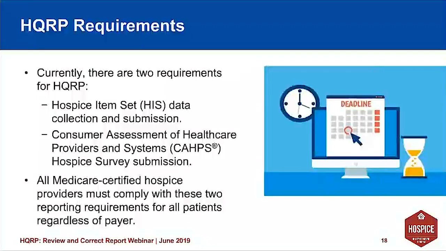The HIS gathers patient and agency-level information on each hospice admission and discharge, while the Hospice CAHPS gathers important input in regard to the patient and family experience in hospice. CMS implemented the Hospice Item Set as part of the HQRP in fiscal year 2014, and hospices began collecting data using the HIS on July 1st of 2014. The national implementation of the CAHPS Hospice Survey began in January of 2015.